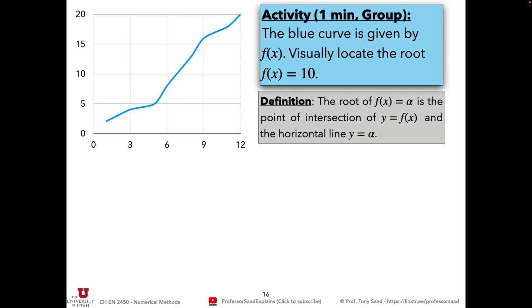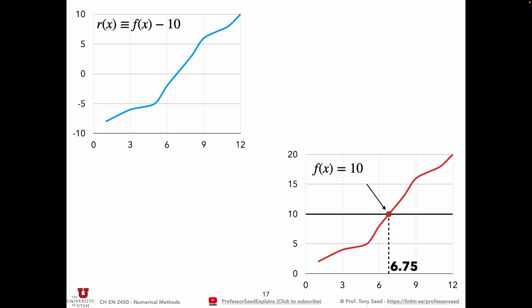So the root of f of x equal alpha is the point of intersection of y equal f of x and the horizontal line y equal alpha. Okay, good. There's no genius over here. Okay, so let's move this to the bottom. Remember this same function, f of x equal 10, has a root at 6.75. Now I'm going to take that same red function and redefine it into another function, f of x minus 10. It's the same function, looks the same, except it's shifted down, right?